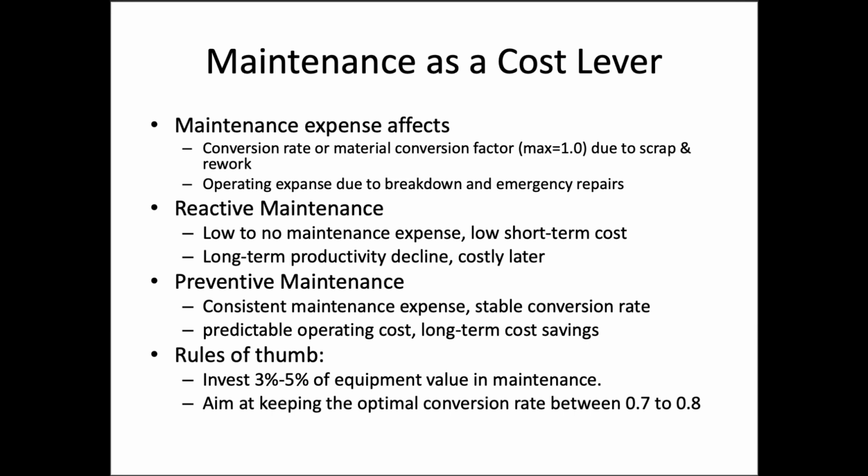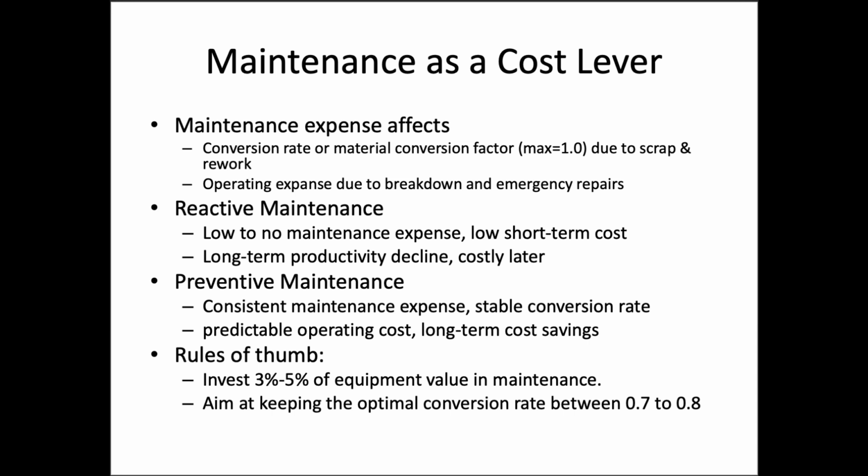You could choose a strategy of reactive maintenance, which means low to no maintenance expense, and the result is continuous decline in productivity and a high cost in operating expense later. You could also choose a strategy of preventive maintenance, which means consistent maintenance expense, and the result is a stable conversion rate and a stable cost, adding to the operating expense throughout.